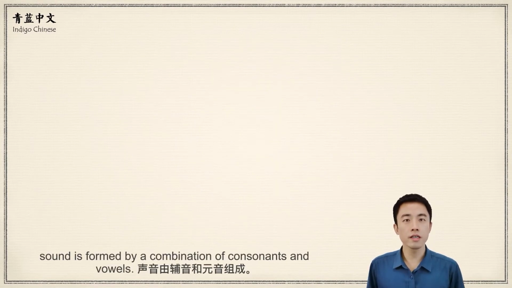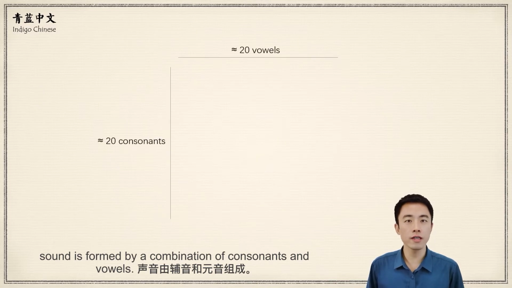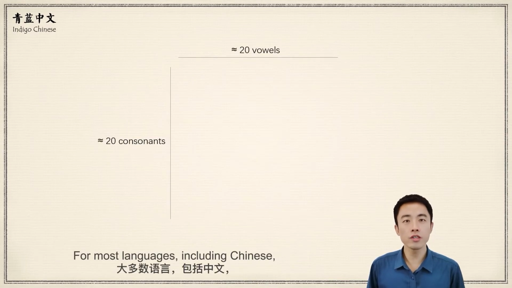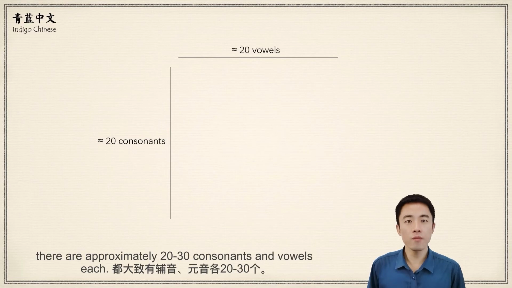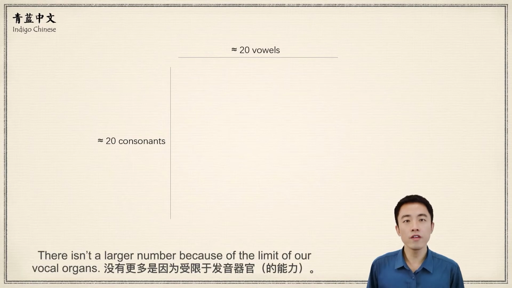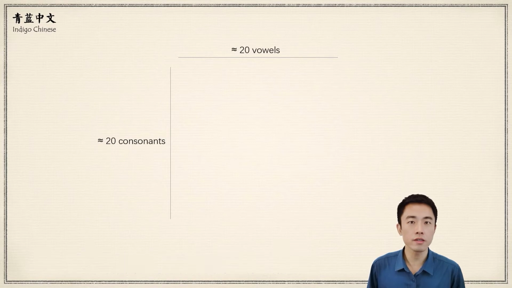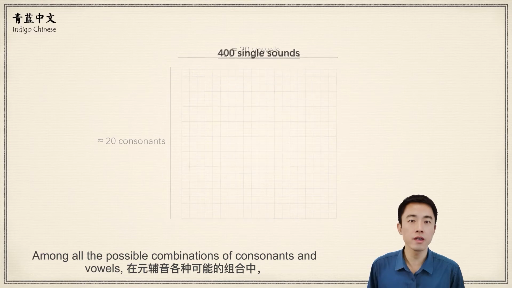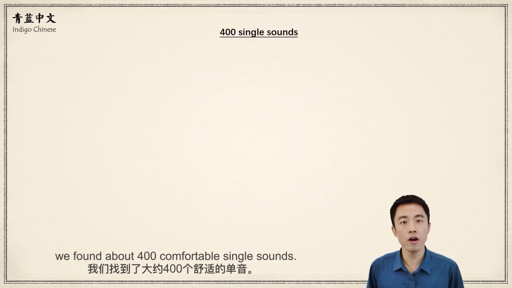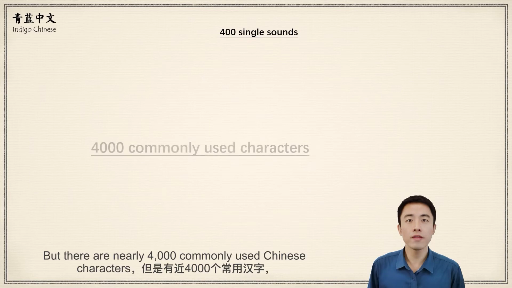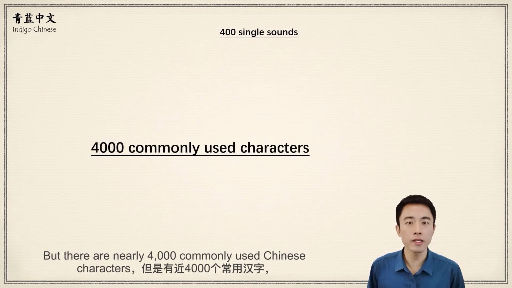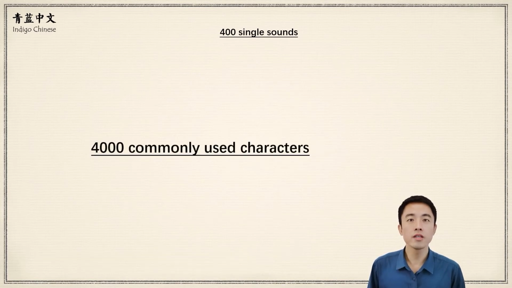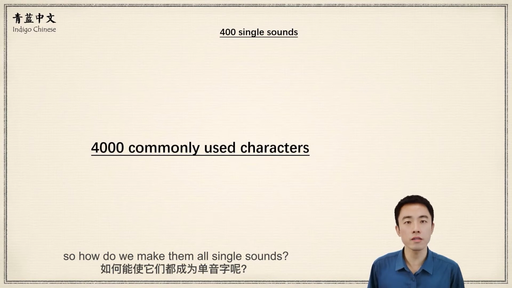As we know, sound is formed by a combination of consonants and vowels. For most languages, including Chinese, there are approximately 20 to 30 consonants and vowels each. There isn't a larger number because of the limit of our vocal organs. Among all the possible combinations of consonants and vowels, we found about 400 comfortable single sounds. But there are nearly 4,000 commonly used Chinese characters. So how do we make them all single sounds?